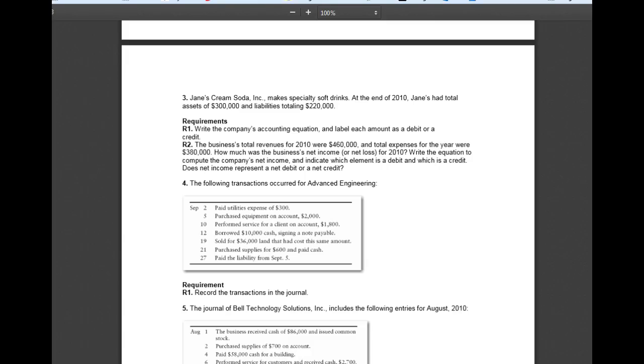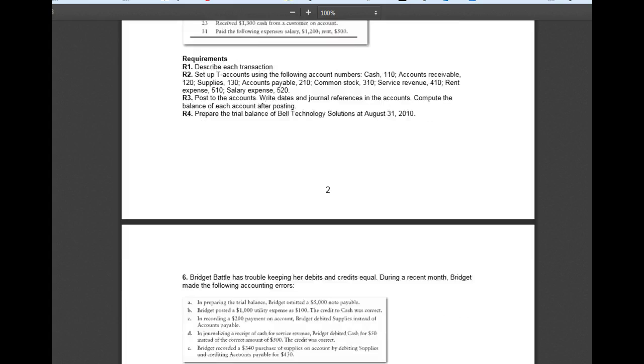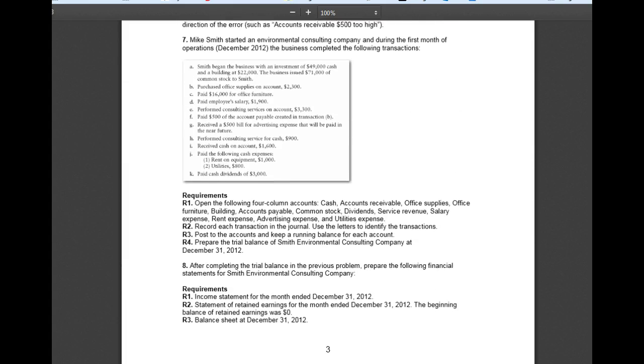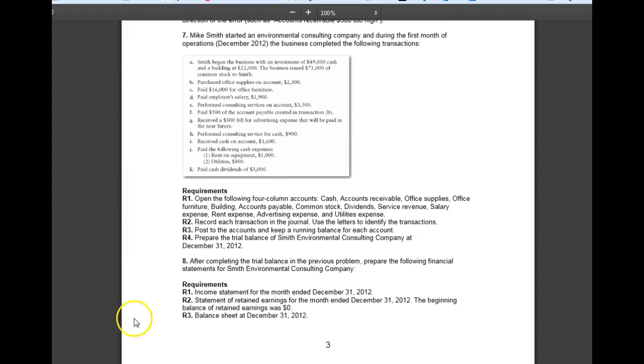Hey, here we are. We're on the very last activity for this week, so big breath and a big smile, okay? Now we are going to skip all the way down to number 8. After you complete the trial balance in the previous example, well, I've already done that for you, and you're going to find that in the template.